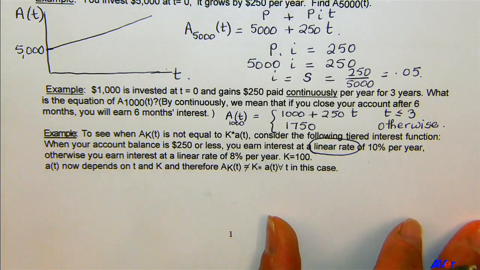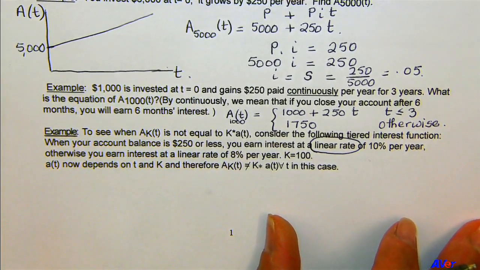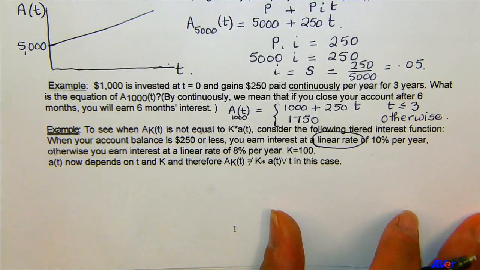Can you spend a couple of minutes and try this yourself? I want simple interest. I want to pay simple interest of 10% per year when my account balance is $250 or less. If it's above $250, it makes less interest at 8%. Can you come up with A of t?